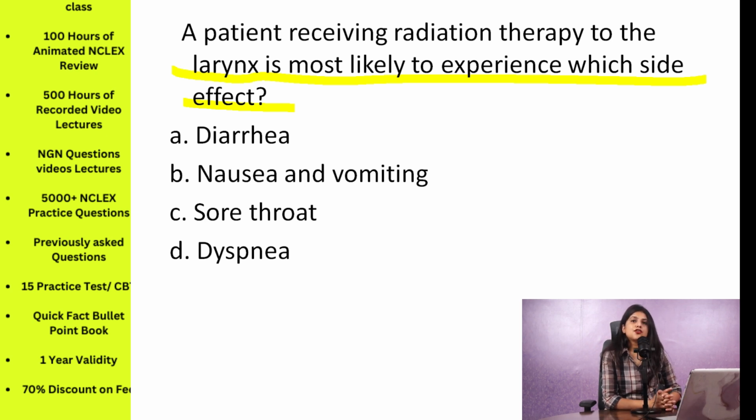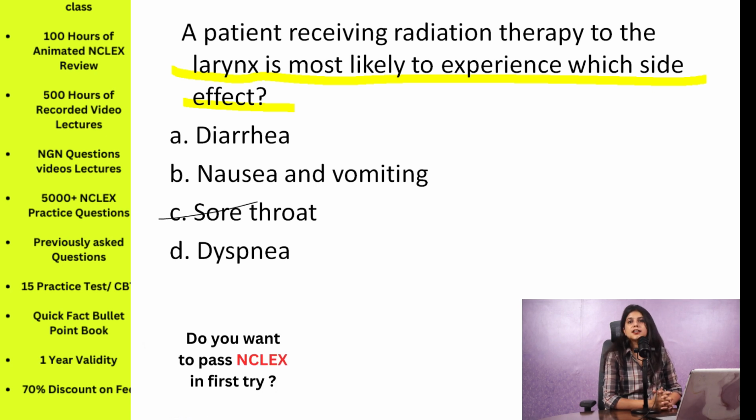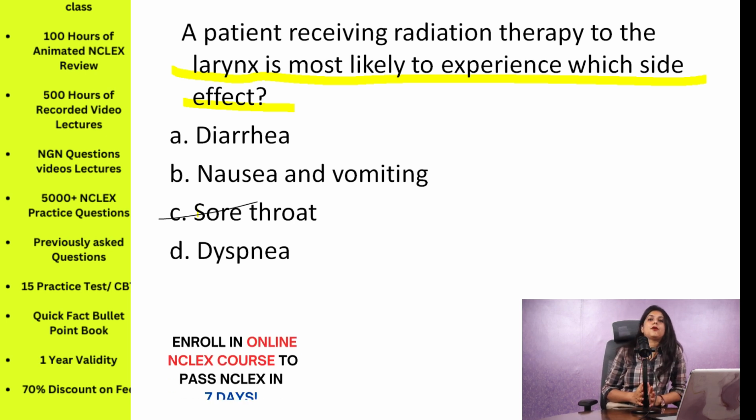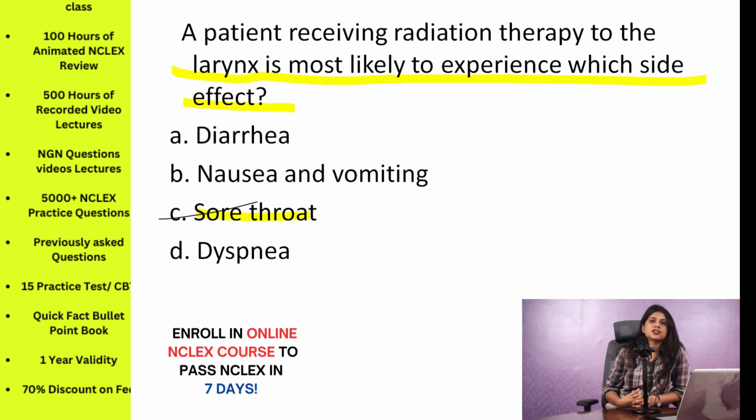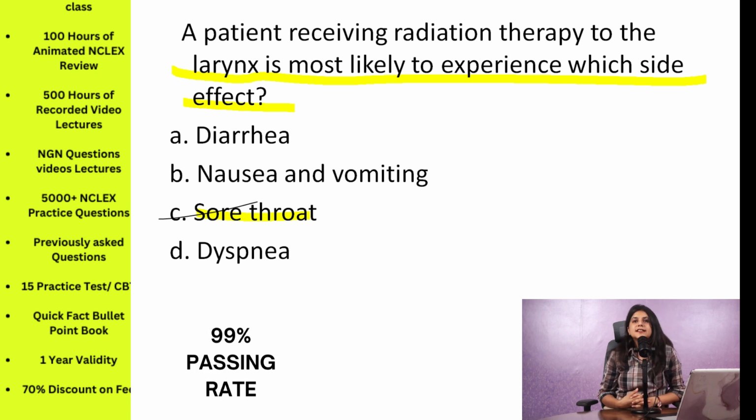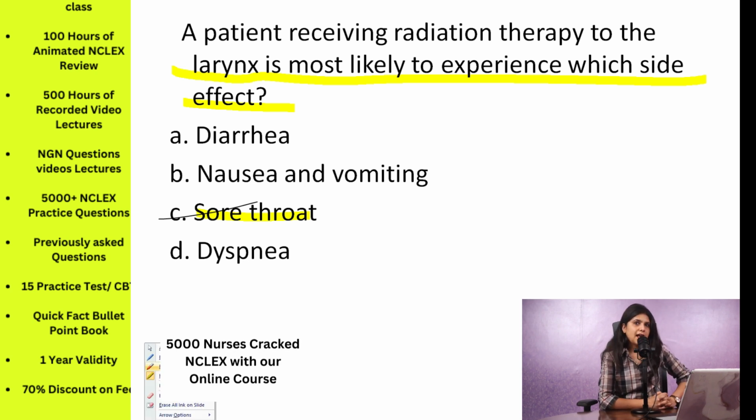Answer: C. Rationale. Radiation side effects depend on the treatment site. For laryngeal radiation, a sore throat is expected. Nausea, vomiting, and diarrhea are more common with gastrointestinal radiation, while dyspnea is associated with lung radiation therapy.